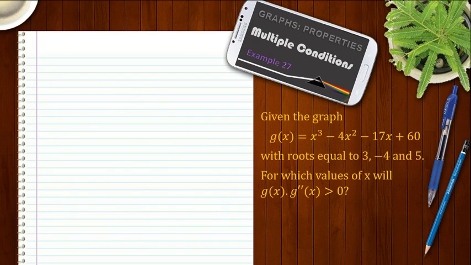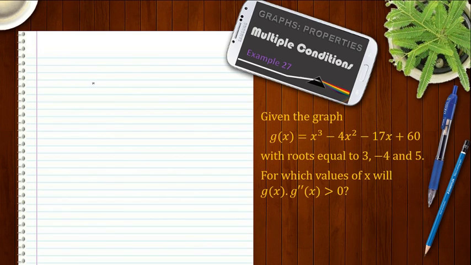Now for example 27, we're given the graph of g(x) with the roots equal to 3, -4, and 5. And the question says, for which values of x will g(x) times the second derivative of g(x) be greater than 0? This is the type of question that a lot of people just leave open. And once you have the sketch, it's actually not that bad. If I start by drawing, we've also been given the roots, so that makes our job a lot easier. We don't have to factorize and solve for x, we already have that.